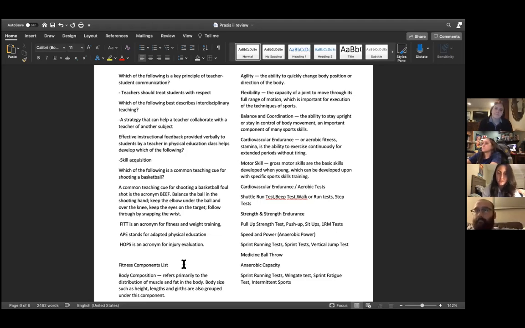Motor skill. Gross motor skills are the basic skills developed when young, which can be developed upon with specific sports training. Cardiovascular endurance / aerobic tests: shuttle run test, speed test, walk or run test, step test. Strength and strength endurance: pull-ups, strength tests, push-ups, sit-ups, 1RM test. Speed and power and aerobic power: sprint running test, sprint test, vertical jumps test, medicine ball throw. Aerobic capacity: sprint running test, Wingate test, sprint fatigue test, and intermittent sports.